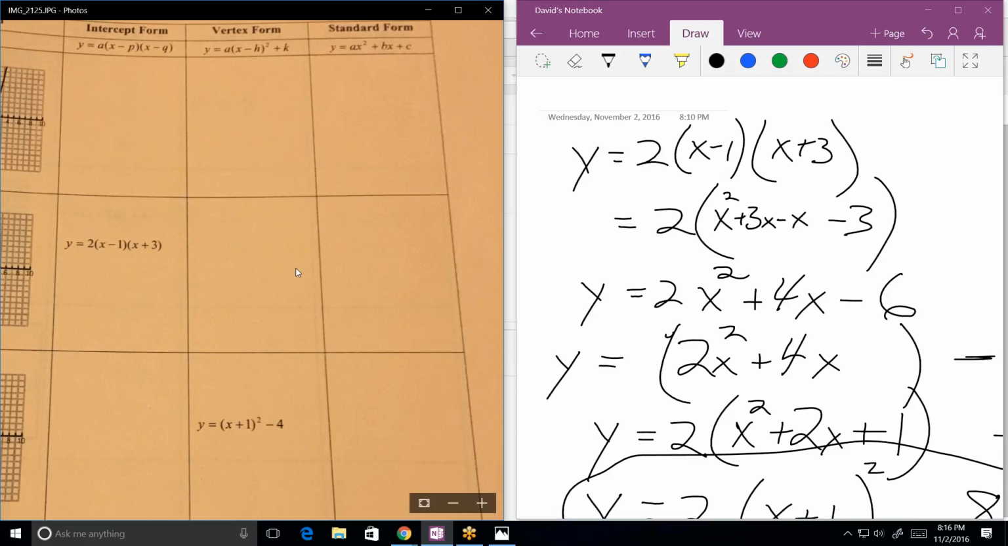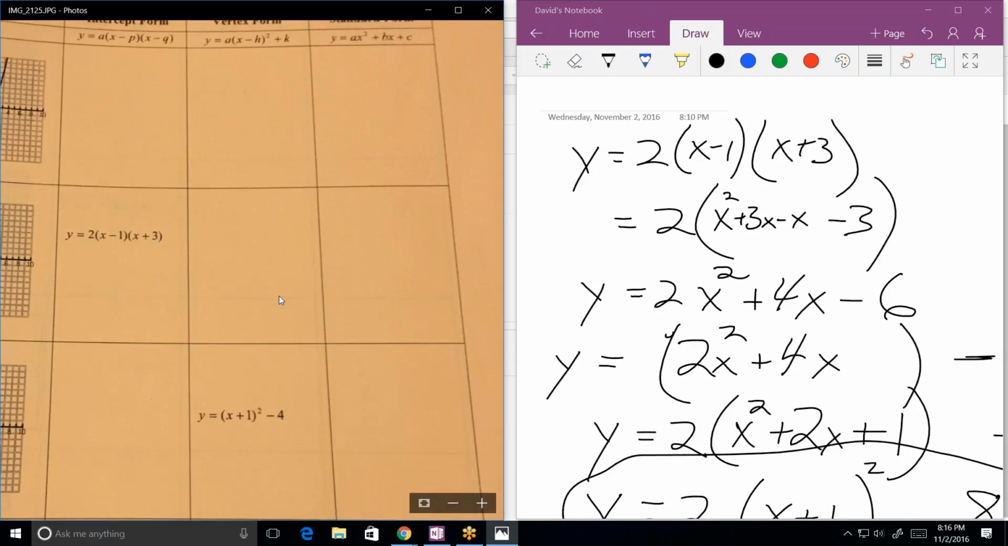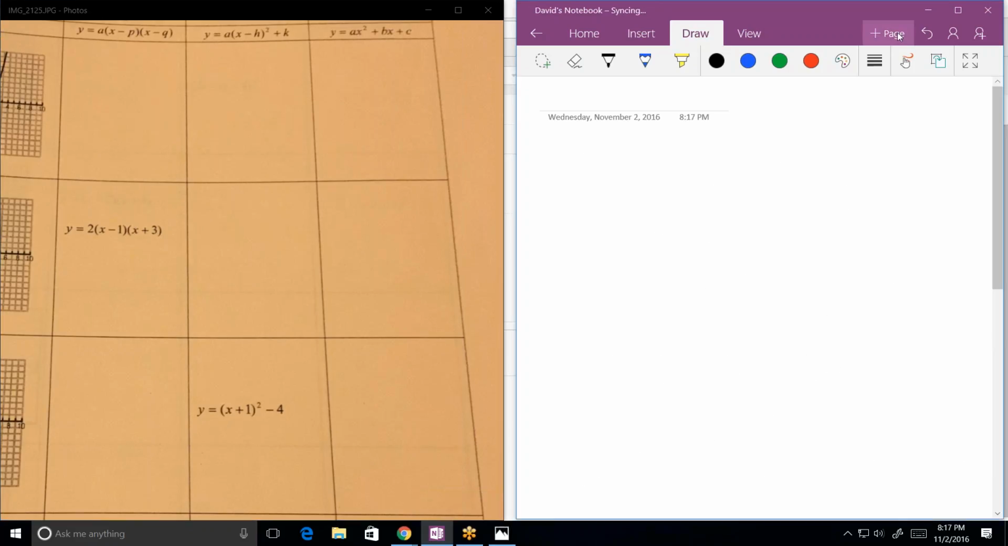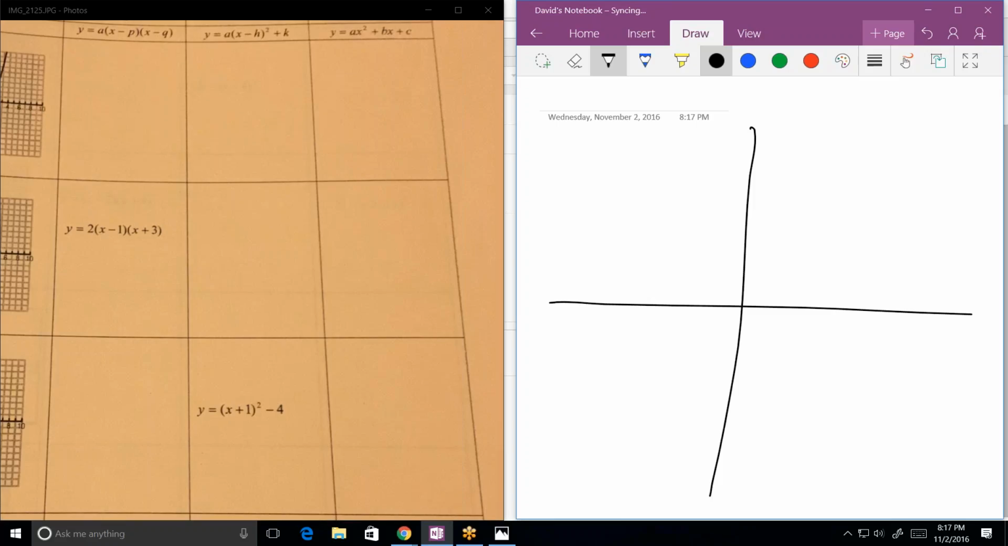Now let's look at this one here. Leave enough of it up so that I can see the format. All right, here they've given it to us in vertex format. So we automatically know the vertex, -1, -4. Let's draw a picture. So -1, -4 is right there. Do you know if it opens up or down? It'll open up. Correct.